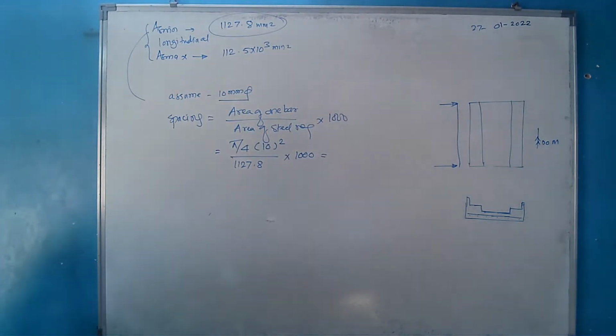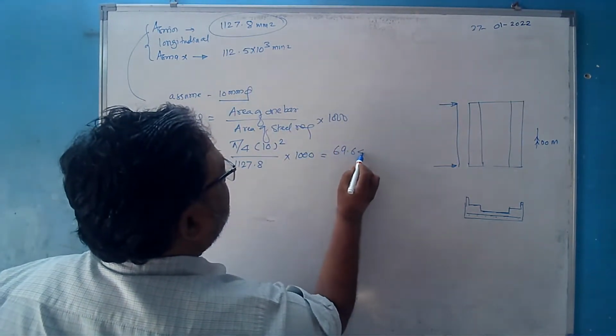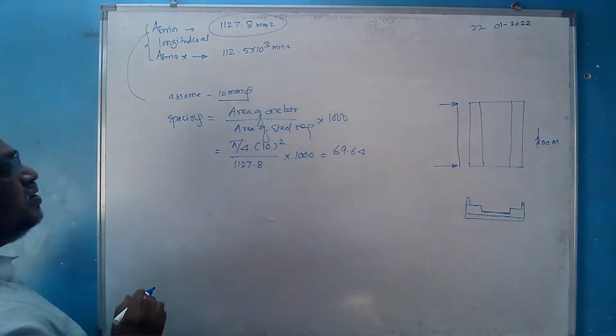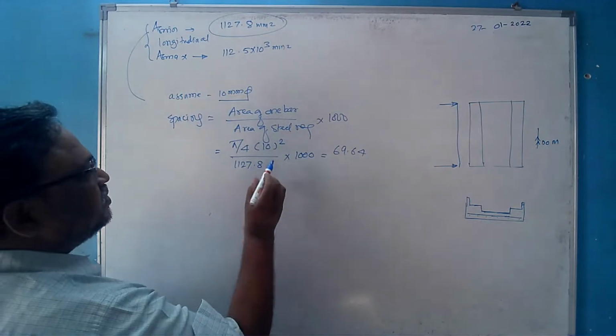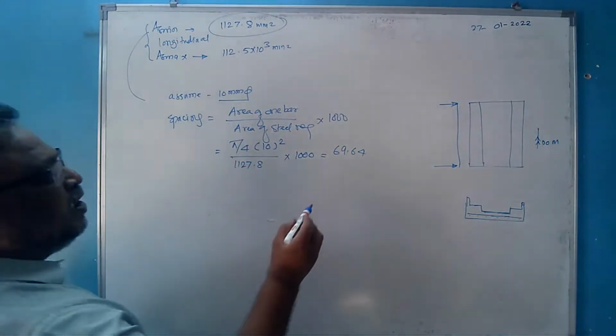$69.64. Is it right? 69.64. एरिया ऑफ एक बार कितना हो जाएगा? How much is area of one bar? 78. ओके, ठीक है. So it is very close.